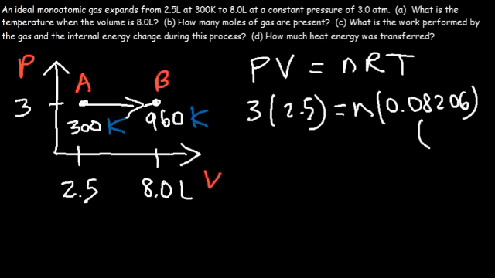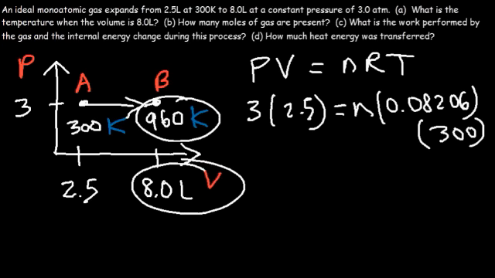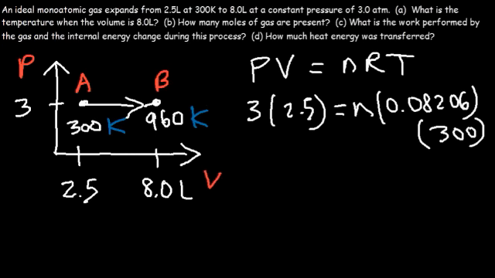T at point A is 300 Kelvin. If you use the values at point B, you should get the same answer. So let's calculate n. It's going to be 3 times 2.5 divided by 300, and then take that result divided by 0.08206. So you should get 0.30466 moles.